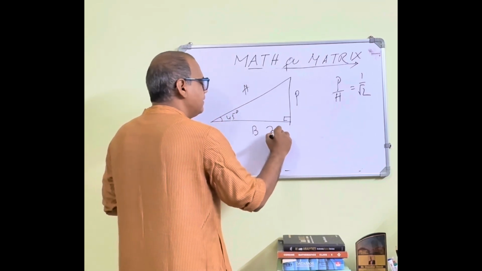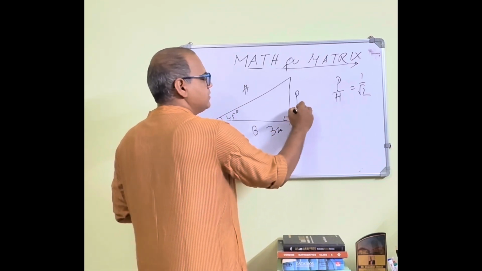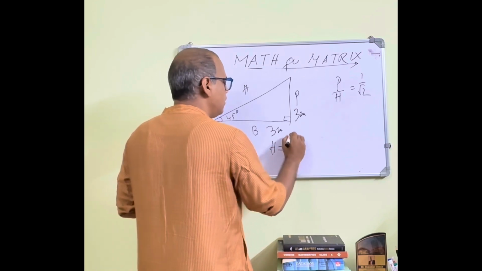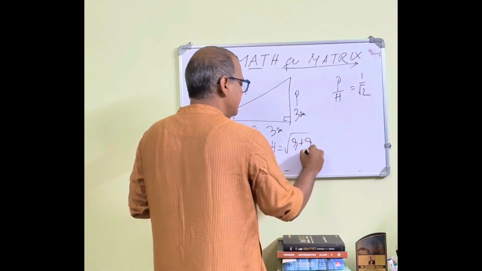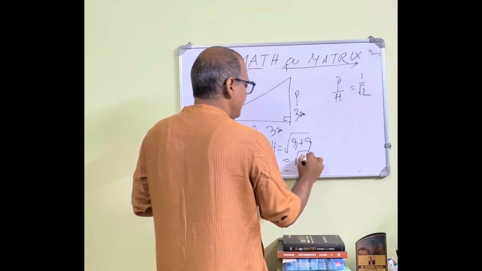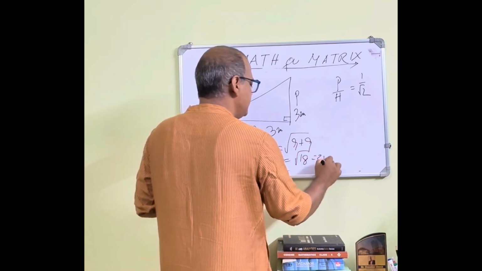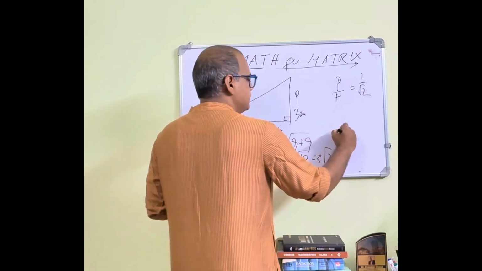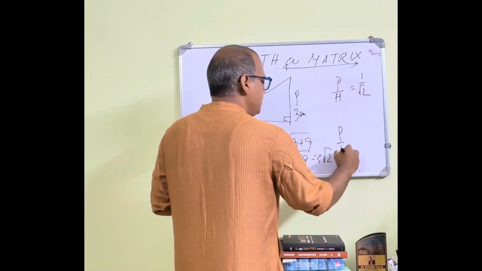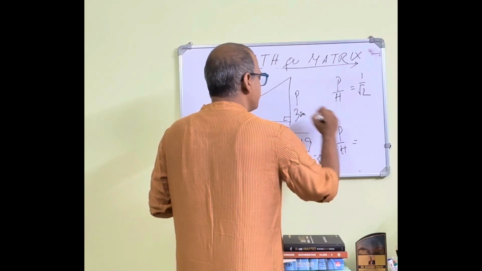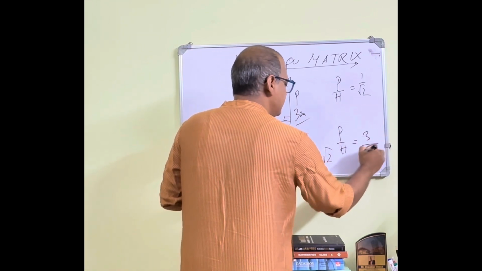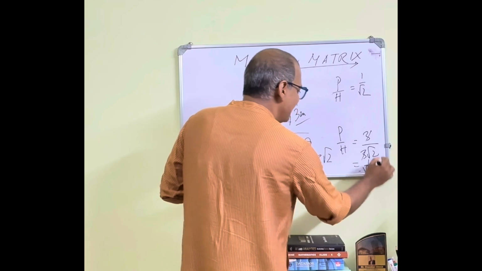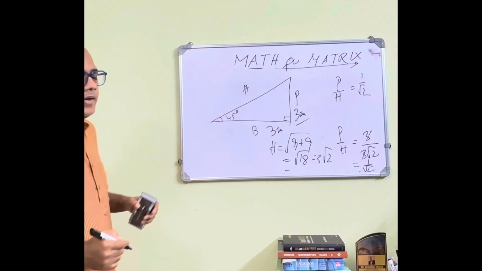I've taken base as 3 meter, so this is also 3 meter. Now your hypotenuse would be square root of 9 plus 9, which is nothing but 3 square root of 2. I'm repeating this for this triangle as well. So P by H becomes 3 by 3 square root of 2, which is 1 by root 2. Isn't it interesting?